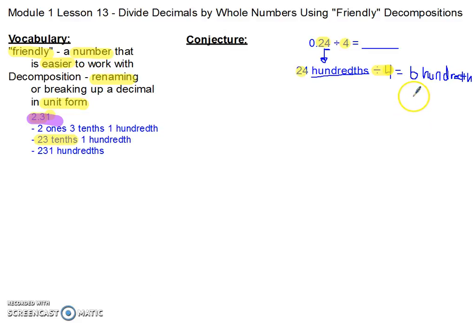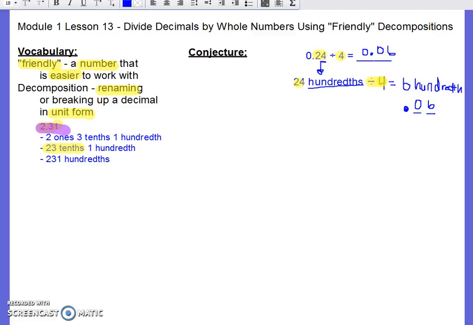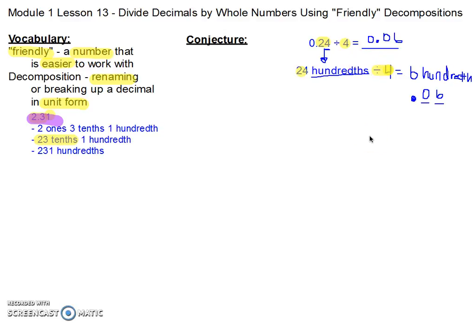Then I would write that 6 hundredths in standard form. So I have my decimal. Hundredths is 2 place values after my decimal. Then I fill in my 6, and my empty space gets a 0. So my answer would be 0.06, or 6 hundredths. So what conjecture can we make by looking at this example? We came up with the conjecture that looking for friendly numbers and decompositions will help us divide our decimals.